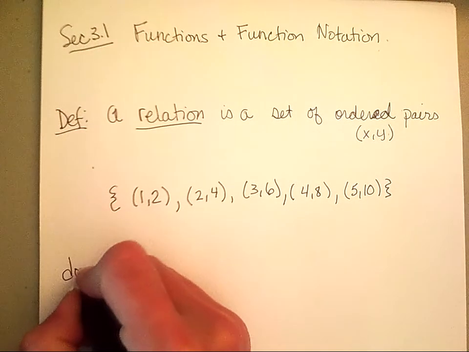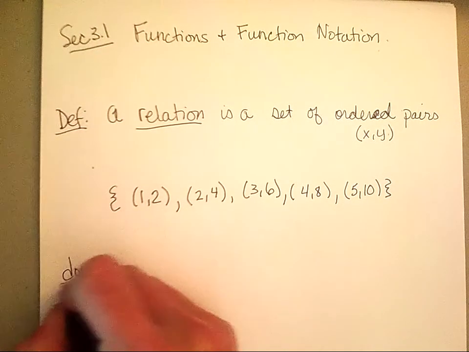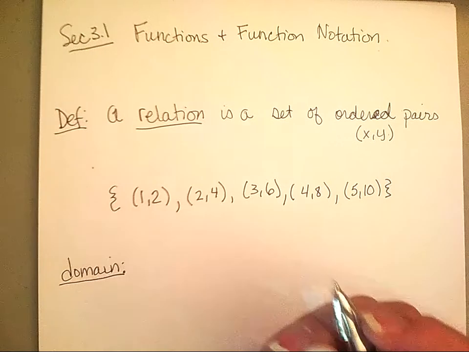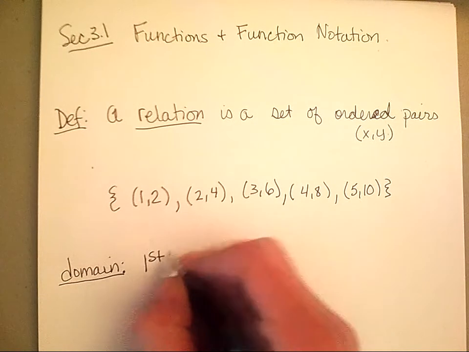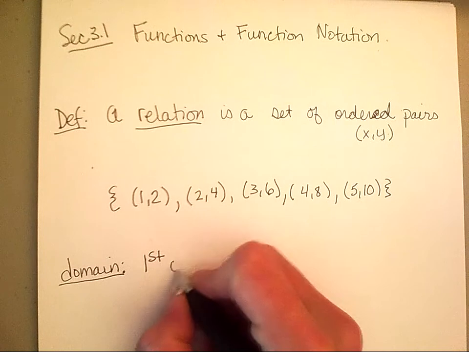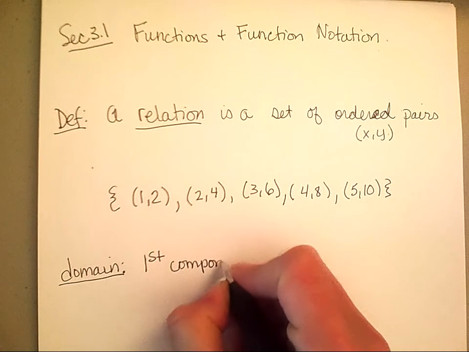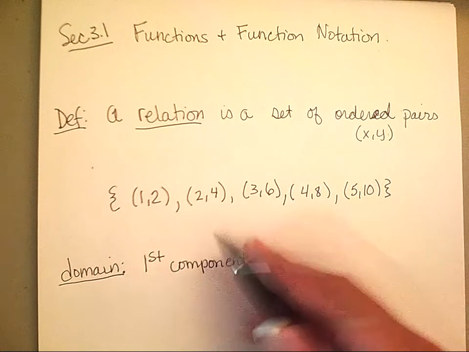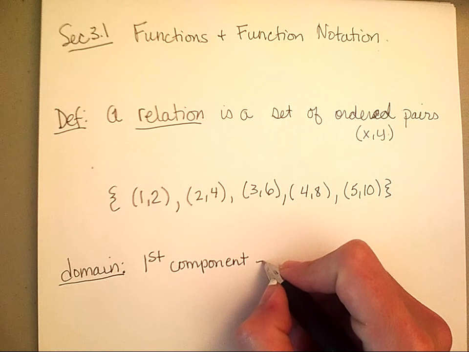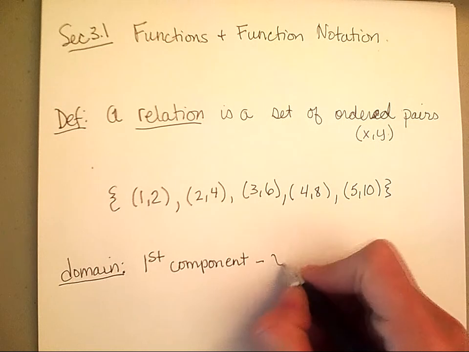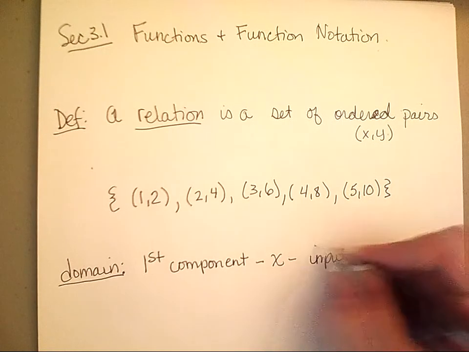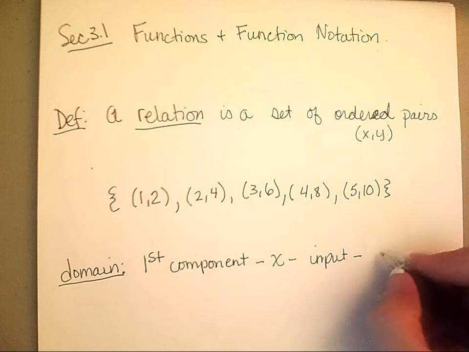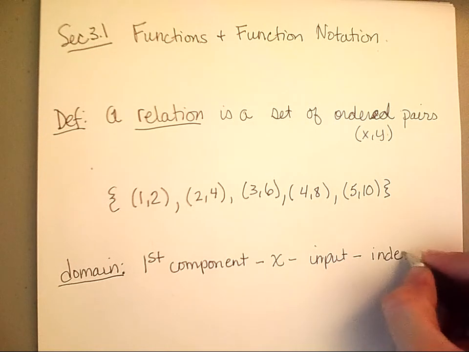Okay. So the domain is the first component in the ordered pair. So it is usually denoted by the letter x. We also talk about it as being the input of the function. We also talk about it as being the independent variable.